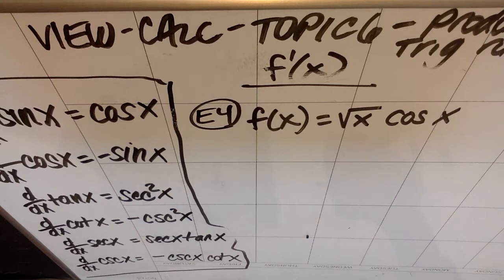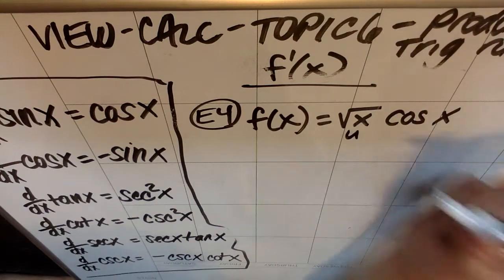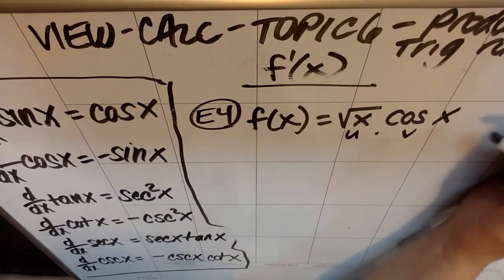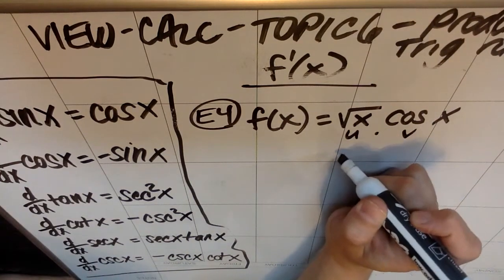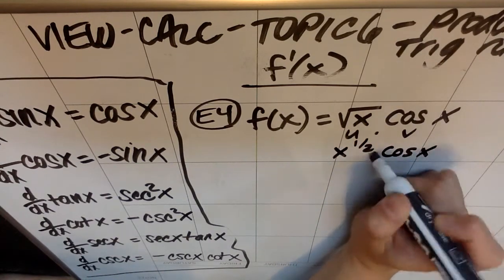So in example 4, we're given f of x equals the square root of x times cosine x. So again, this is a product that cannot be simplified. So I've got this u, which is the square root of x, and a v that's cosine x. Now, you might find it easier to rewrite the square root of x as an x to the 1/2. It's up to you, but you might find that easier, right?